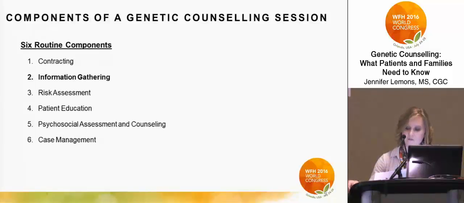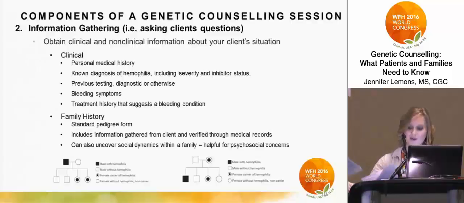And then we have information gathering. So information gathering is exactly what it sounds like. You're going to be gathering a lot of information in your time together, but it's broken up into three main types or categories of information. So first, the clinical information, which is basically your standard data that you're going to get, their personal medical history, their bleeding symptoms, treatment history, et cetera, things that you might have been able to get from medical records, but it was important to verify with your patient as well.